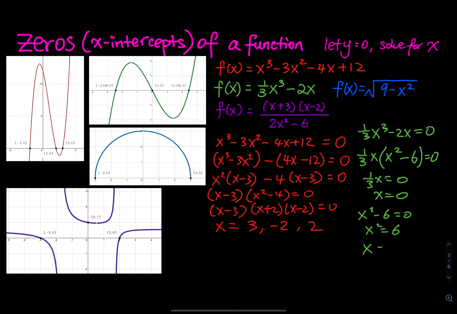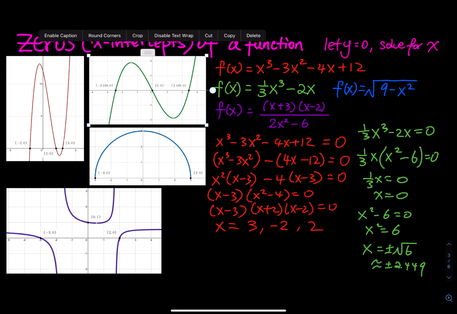x equals plus or minus the square root of 6, because x squared, the 2 is even. When you take the square root, you have to use plus or minus. So if that is a square, a 4th power, a 6th power, an 8th power, as long as the power is even, you have to use a plus or minus. And then this is approximately equal to plus or minus 2.449.